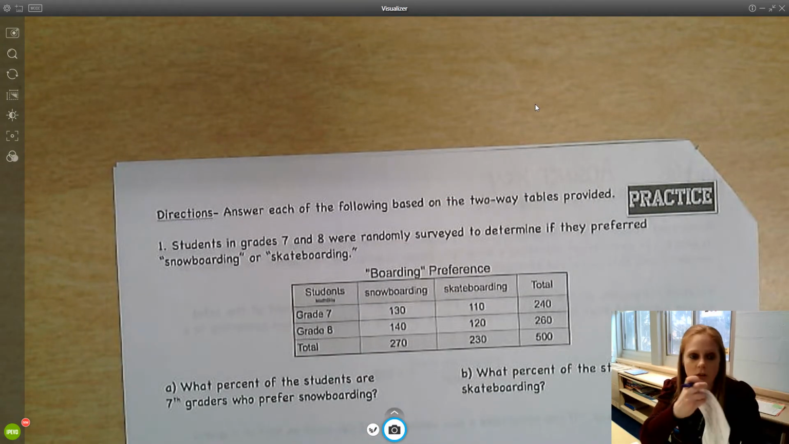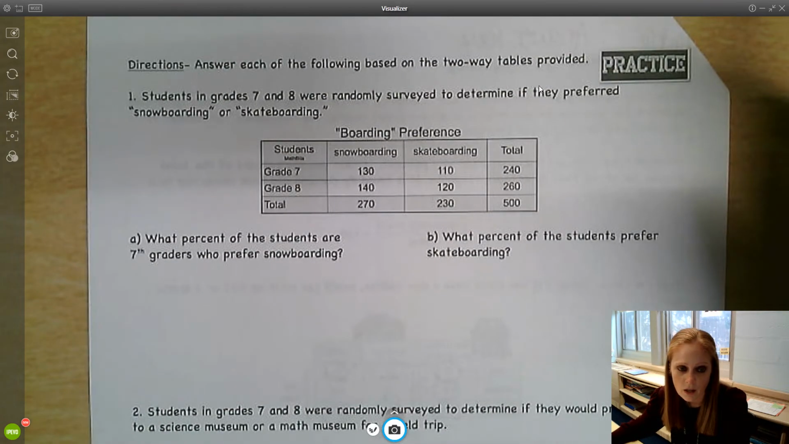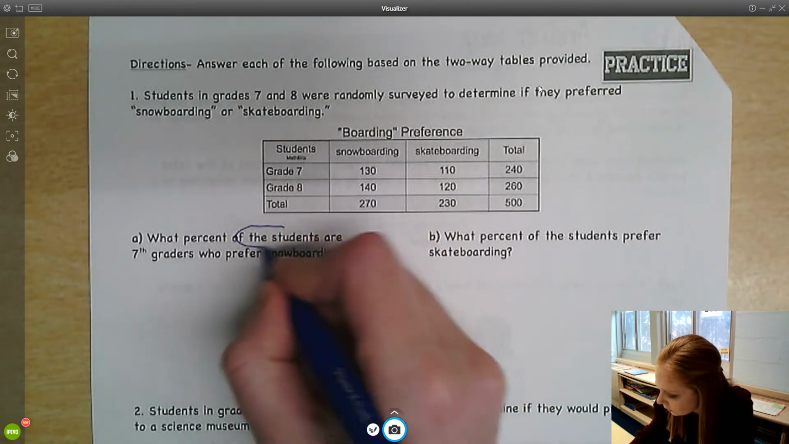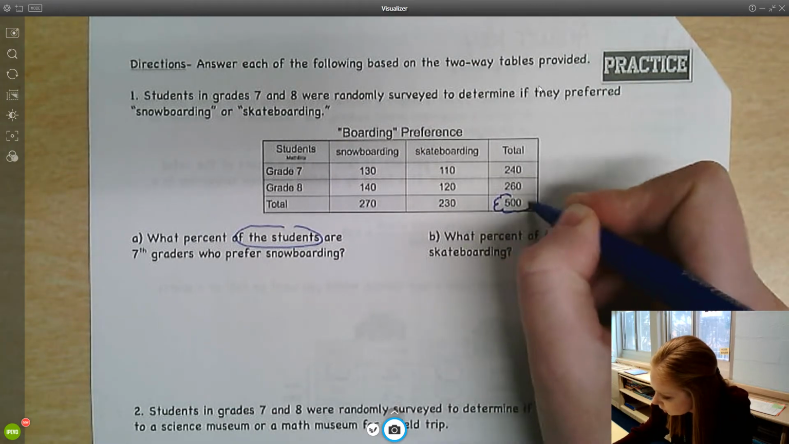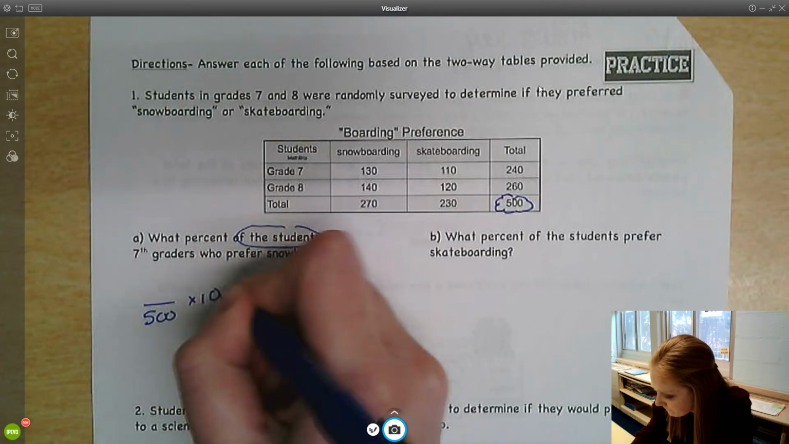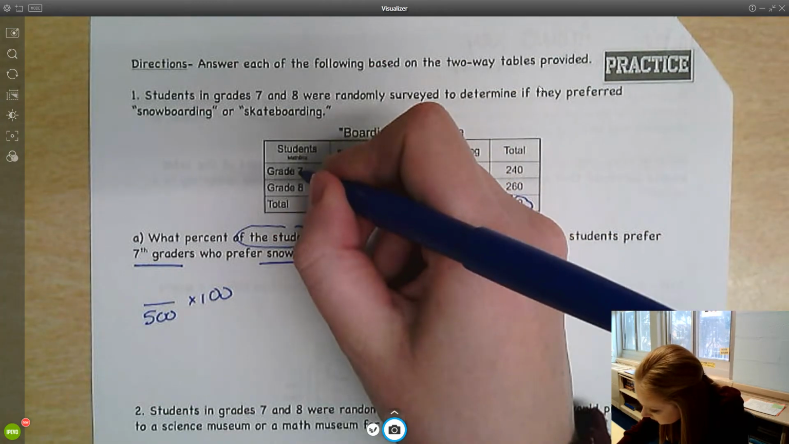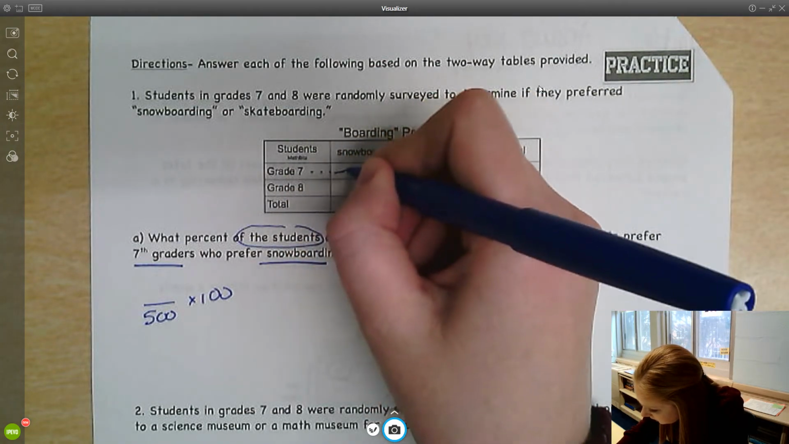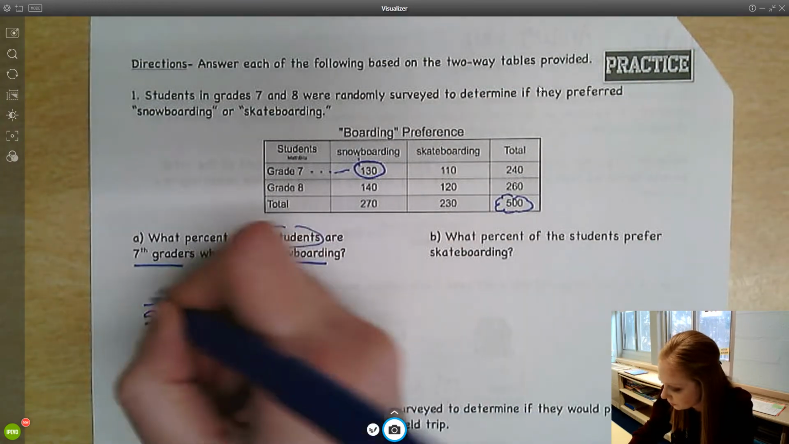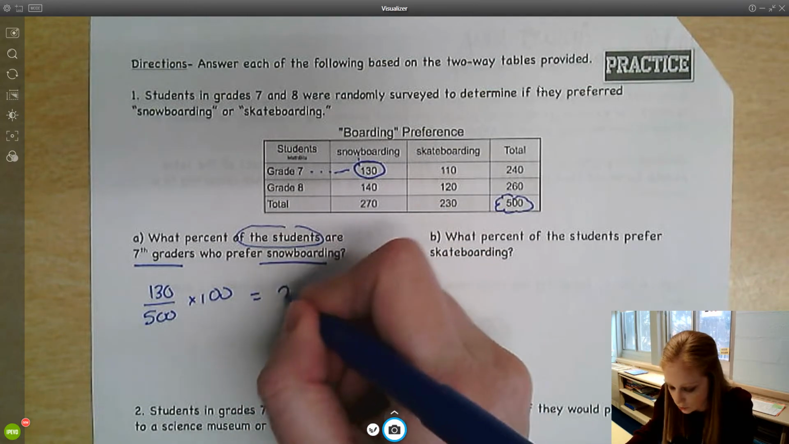Okay. Students in grades 7 and 8 were randomly surveyed to determine if they preferred snowboarding or skateboarding. What percent of the students are 7th graders who prefer snowboarding? Of all the students, so we're going to be looking at this grand total of all the students, so out of 500. And then what is our frequency number? Well, we want 7th graders who preferred snowboarding. So this would be 7th grade, this would be snowboarding. 130 were both 7th graders and snowboarding. 130 over 500 times 100 gives you 26%.